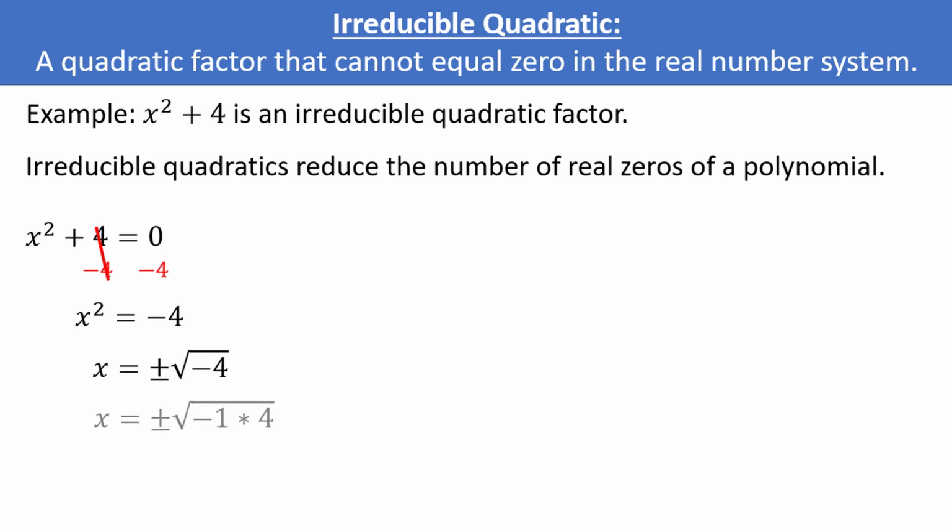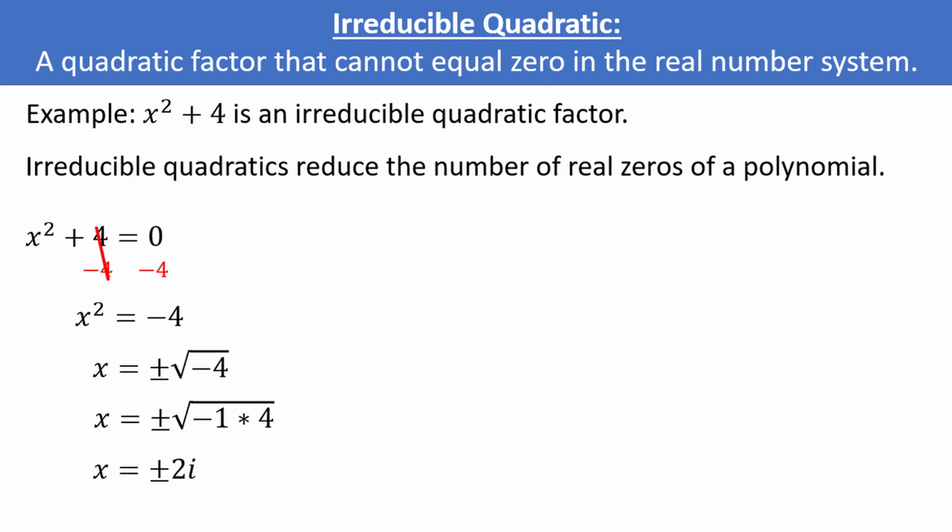This is the same thing as plus or minus the square root of negative 1 times 4. We know that the square root of negative 1 is the imaginary number i, and the square root of 4 is 2, so that we have plus or minus 2i as our imaginary number solutions. Note that as the imaginary solutions come from quadratics, factors raised to the 2nd power, the imaginary solutions, often called the complex solutions if they include both a real and imaginary component, come in pairs, 2 at a time.